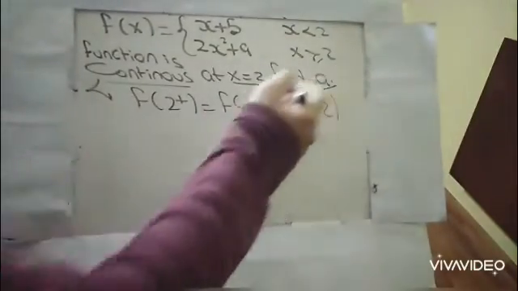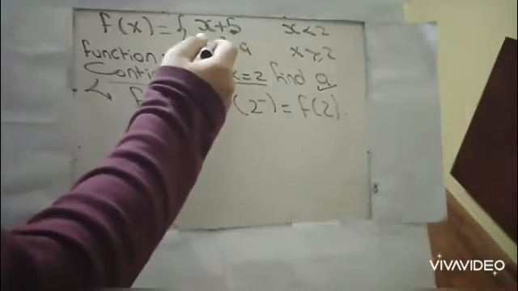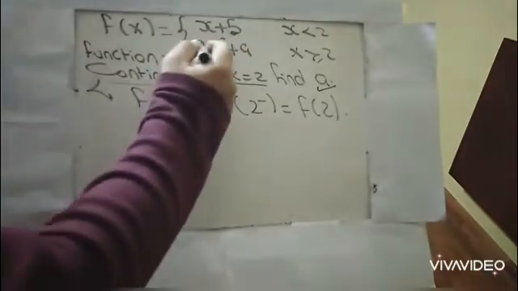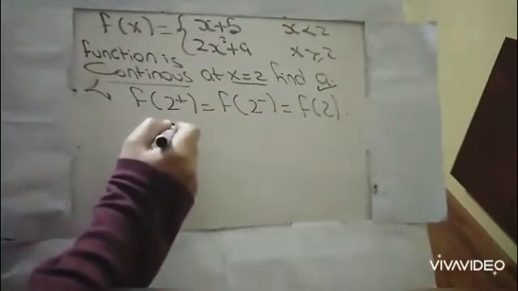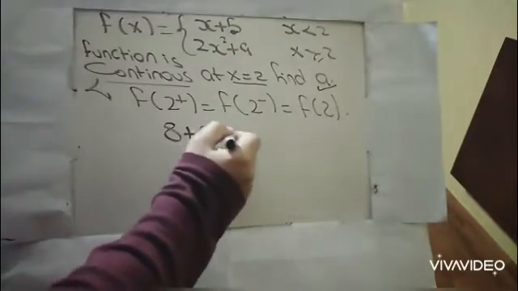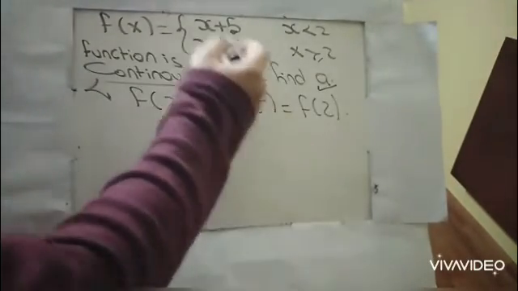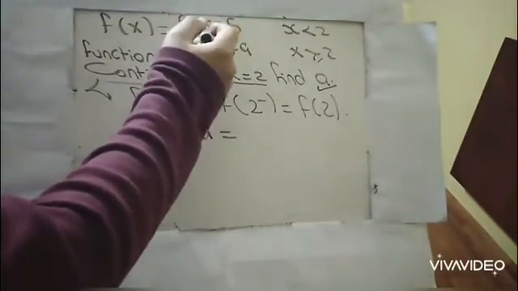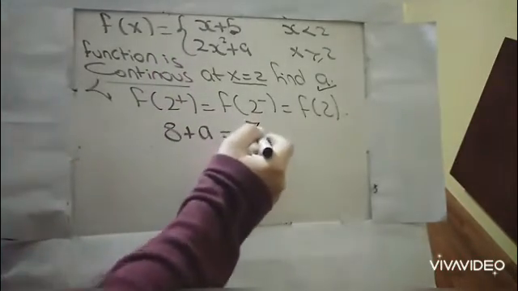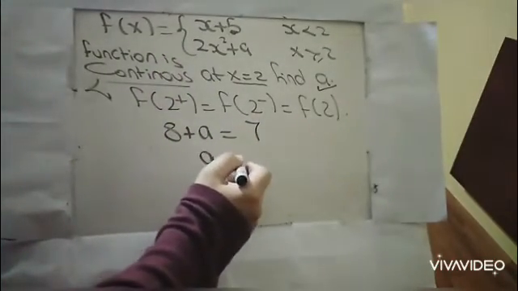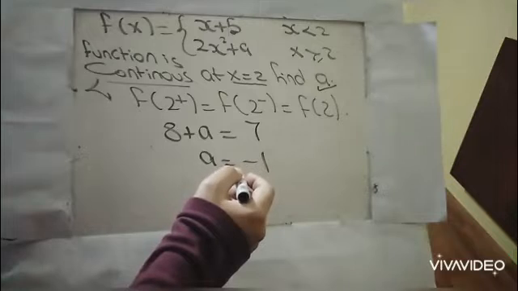Find a. So I'm going to put here 2. 2 power 2, 4. 4 times 2, 8. It will be 8 plus a. So f(2) positive is 8 plus a. What about f(2) negative? I will go here and put 2 instead of x. It will be 2 plus 5, which is equal to 7. So 7 minus 8, a is negative 1.